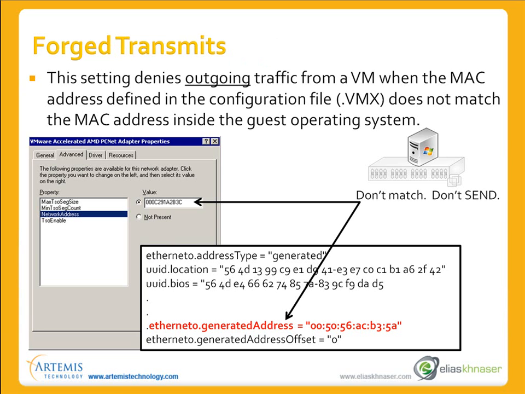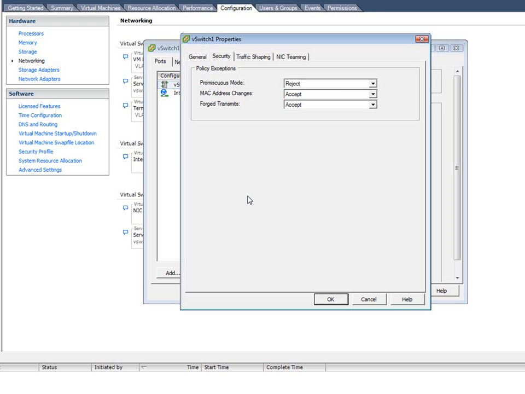Alright, let's go back to the VI client here. So now what's the best, most secure way of configuring this? The ideal way is to have all three of them set to reject. This is the most secure way. However, by default, promiscuous mode is set to reject, MAC address changes is set to accept, and forged transmits is also set to accept. So now let's focus our attention a little bit on traffic shaping.